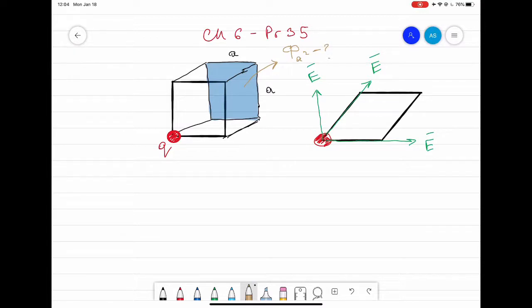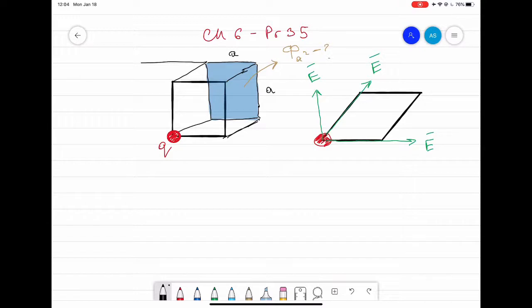To solve this problem, we have to think carefully before solving, and think how we can find the electric flux that is passing through the shaded area. So I think we can do it like this. First of all, we can imagine that this charge is sitting in the center of the cube. In order to make it, we have to draw additional cubes, exactly the same cubes.